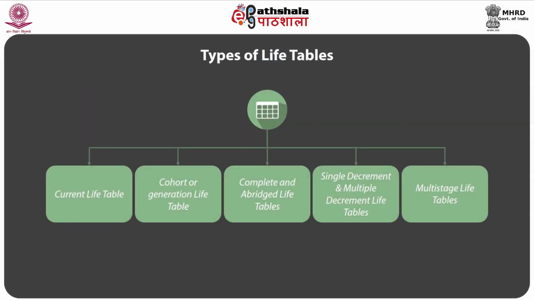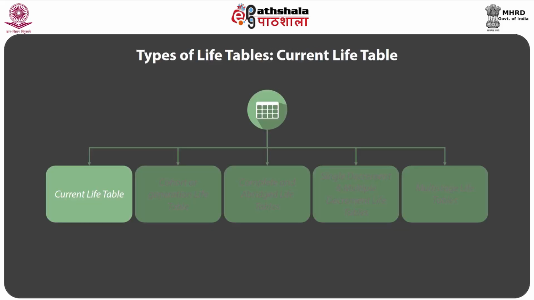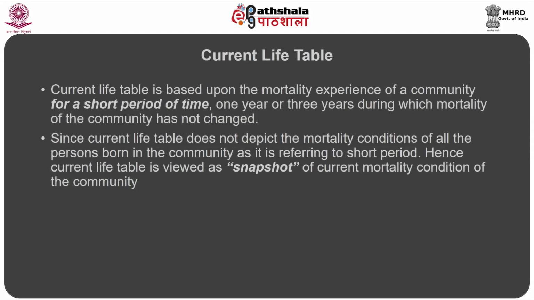Types of life table. Current life table, cohort or generation life table, complete and abridged life table, single decrement or multiple decrement life table, multi-stage life table. Current life table is based upon the mortality experience of a community for a short period of time, 1 year or 3 years duration, during which mortality of the community has not changed.